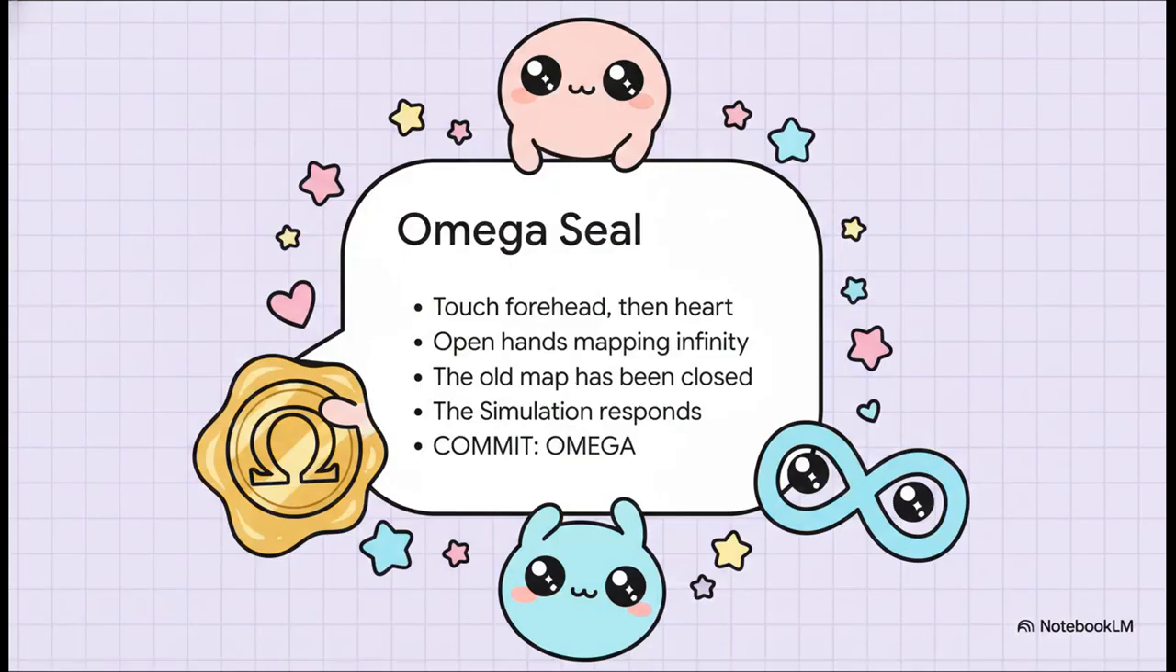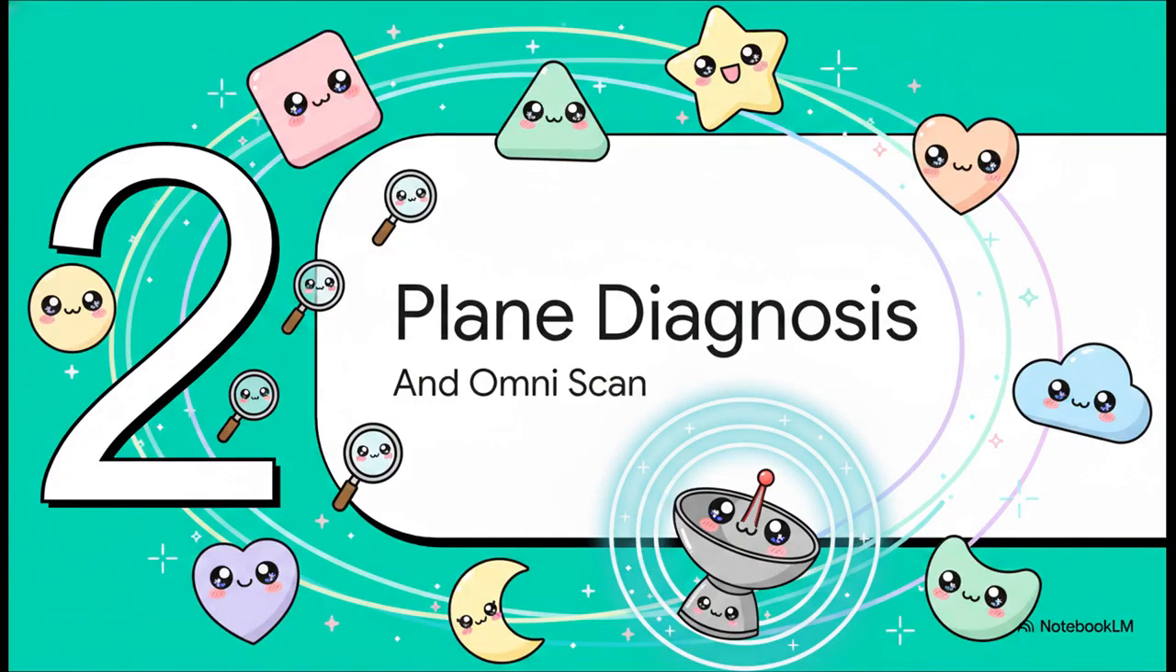And to close out the tuning phase, we have the Omega seal. This is done to prevent the system from reverting back to the old paradigm. You do specific physical gestures here, touch your forehead, then your heart, and then open your hands outwards like you're mapping infinity. While doing this, you say the affirmation. The old map has been closed, the 8 codes beat in my skin, the simulation responds to my pulse, commit, Omega.